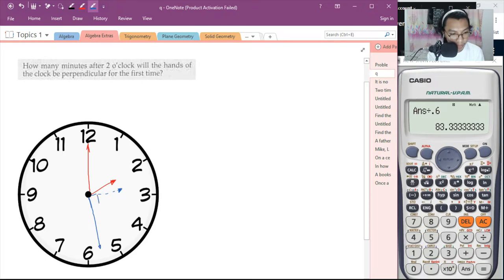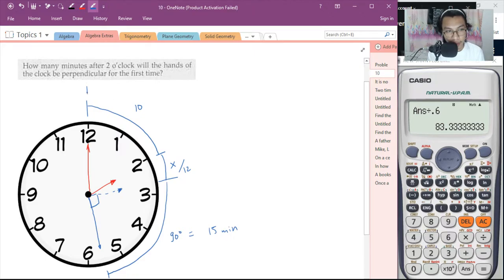Okay? Solve natin siya ng long method. This is perpendicular. Okay? So, from here to here, meron ka ng 30 degrees or how many minutes? 10 minutes. And from here up to here, gumalaw ang iyong minute, ang iyong hour hand ng x over 12. And from here to here, gumalaw yan ng 90 degrees. And 90 degrees is simply equal to 15 minutes.